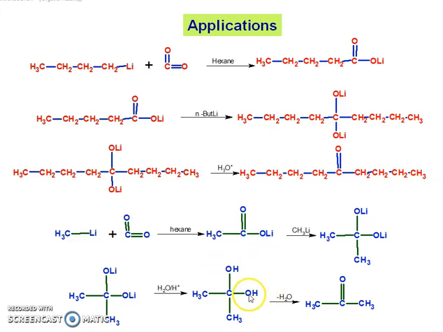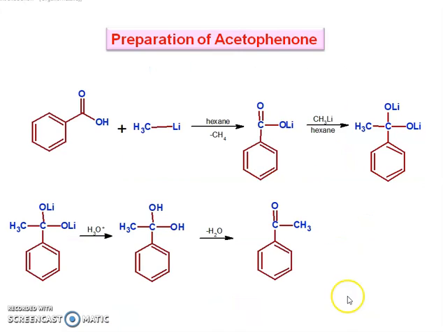So both OH groups have hydrogen and OH. One water molecule gets eliminated and the final product formed is acetone. We form the carbon oxygen double bond here and eliminate this OH and H as a water molecule, and we get the product acetone.